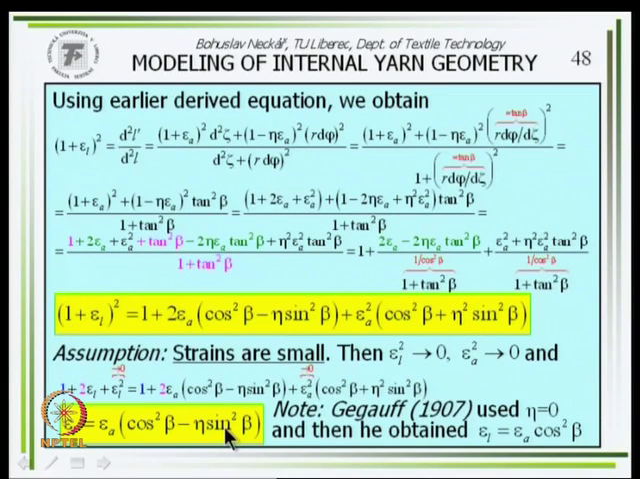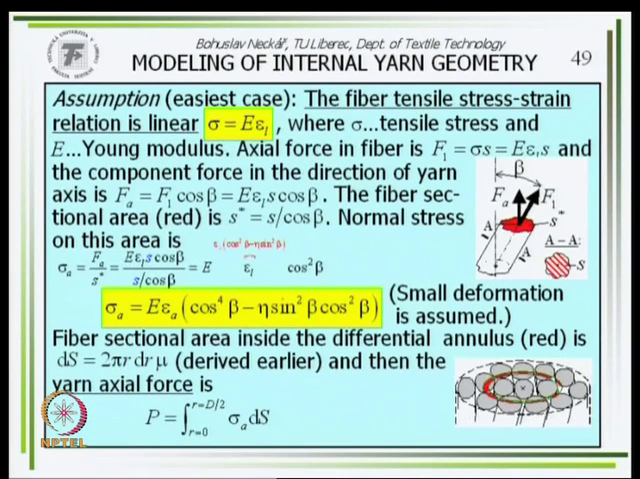Eta is a contraction ratio, Poisson's contraction ratio, something between 0 and 0.5 maybe. Without this member, without the influence of contraction, this equation was derived by Gegov in 1907. So you see that I don't present you some quite new theoretical model. It is a 100-year-old model. Well, how is it with forces?